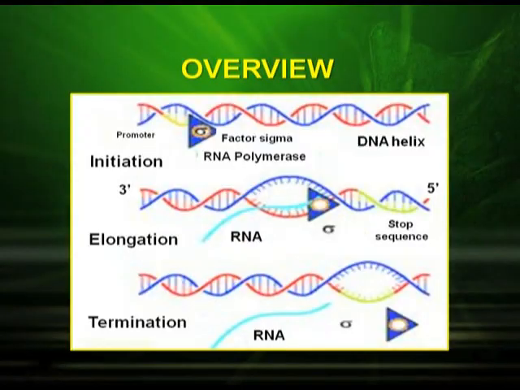So, let us have an overview of the transcription process. First, the initiation, which takes place with the help of the sigma factor, then elongation where the RNA nucleotides are added, and the termination where the rho factor terminates the process.